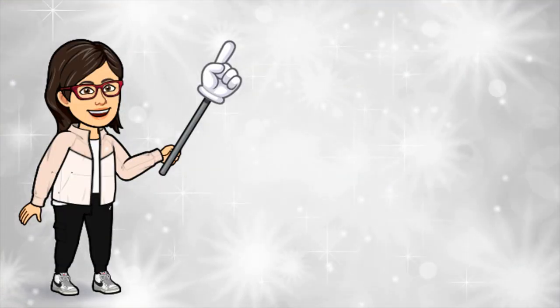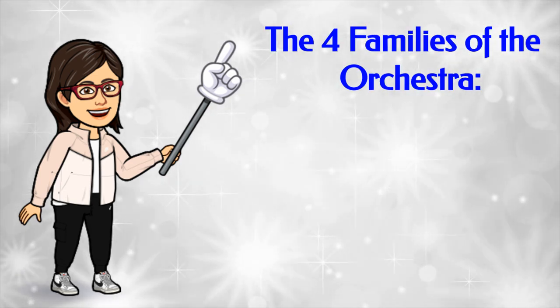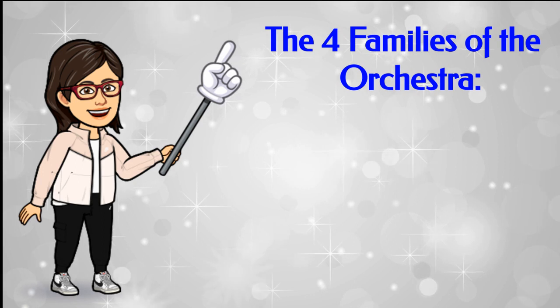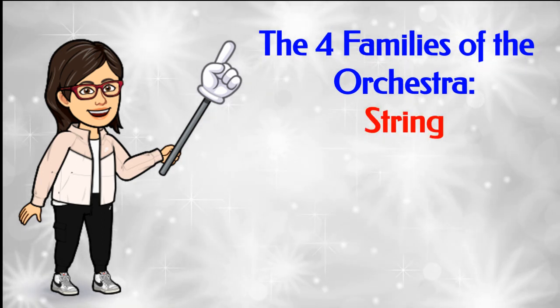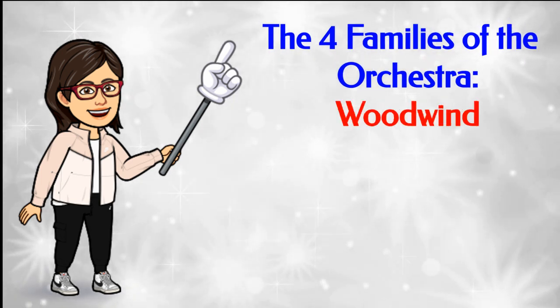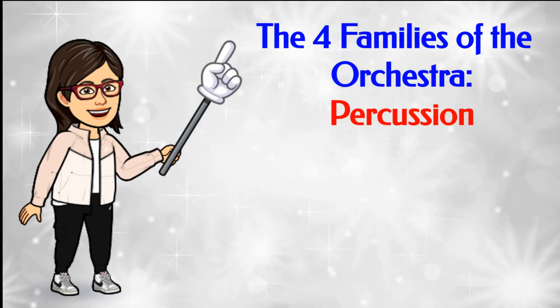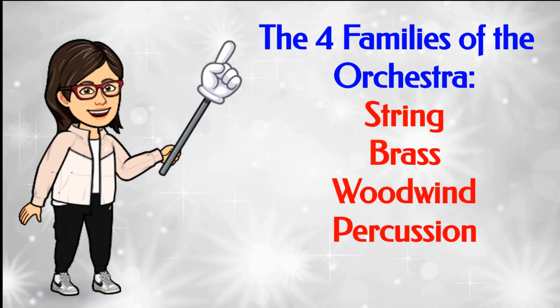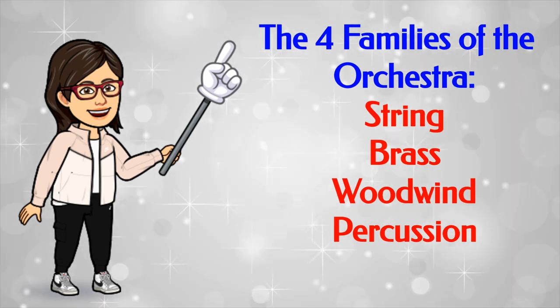Let's review. The instruments of the orchestra contains four families. The four families of the orchestra are the string family, the brass family, the woodwind family, and the percussion family. If you knew all four of those families, you are a rock star.